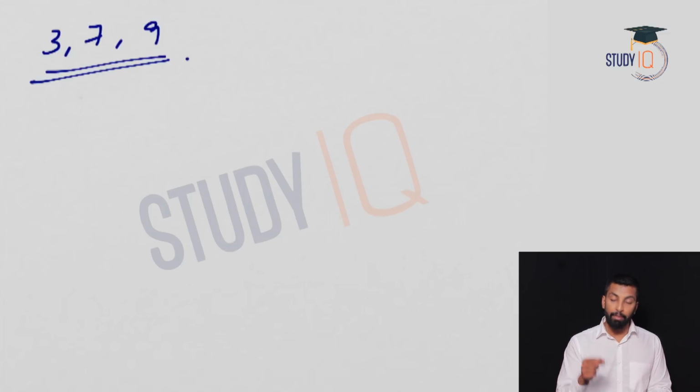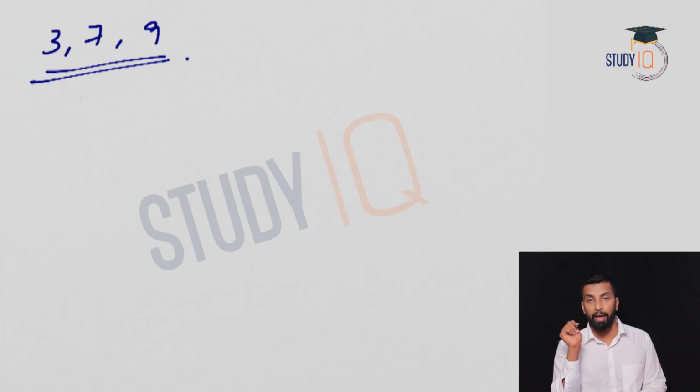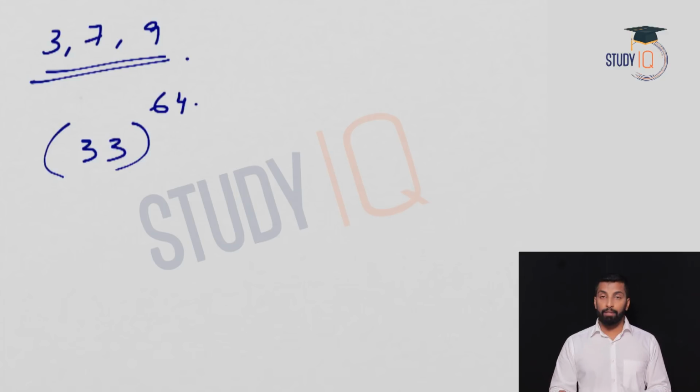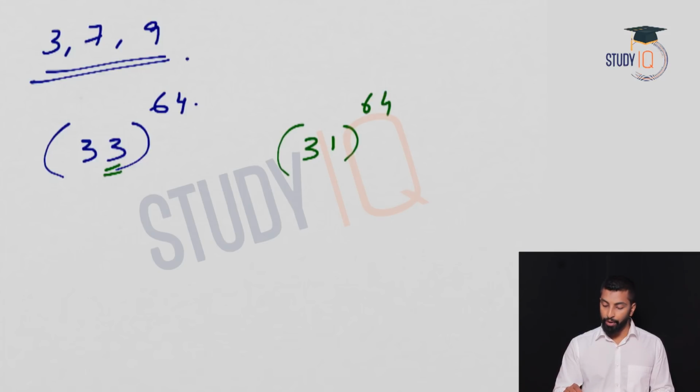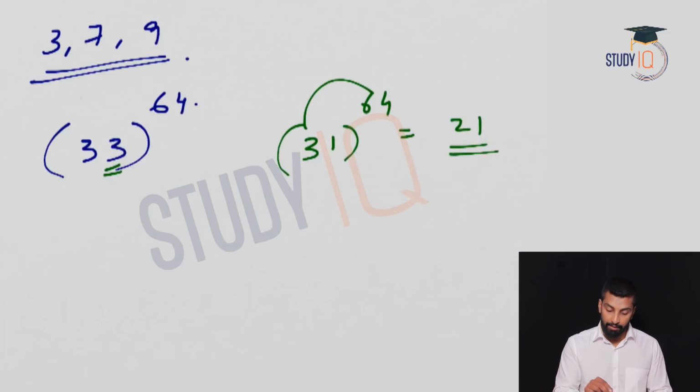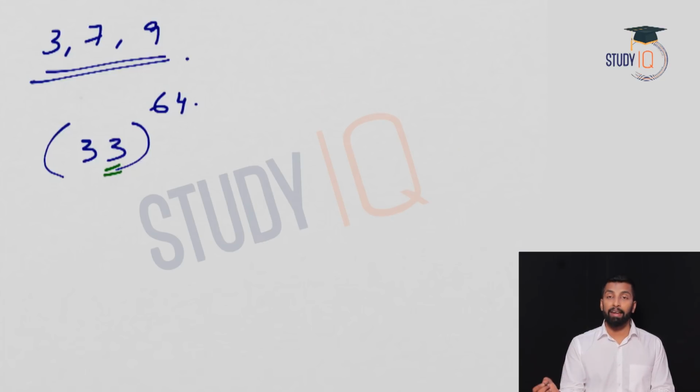We are going to extend the method that we have learned in the case of 1. So let's take a number, 33 raised to 64. You need to find the last 2 digits. Here the number is ending in 3. But if the number was ending in 1, if it was 31 raised to 64, the answer is ready: 1 and 3 into 4, 12. But here the number is ending in 3, so I don't have a direct method.